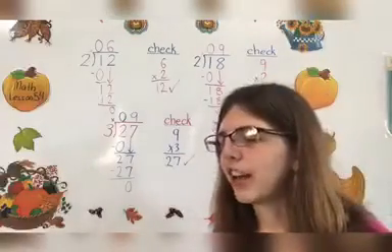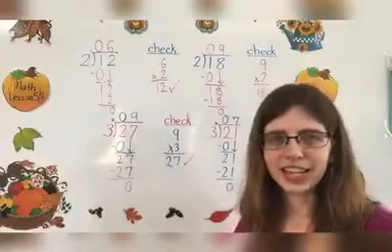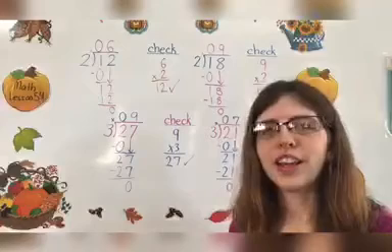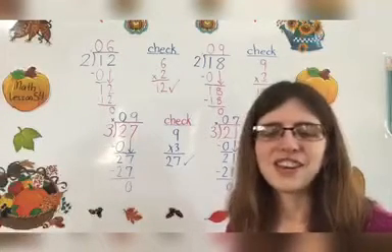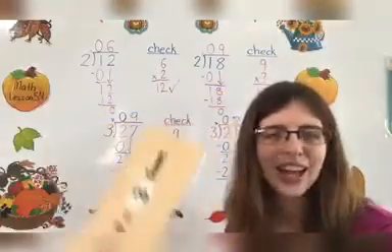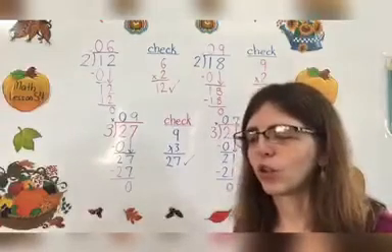For example, letter A, 1 yard equals 36 feet. Is that true? 1 yard equals 36 feet. No, that's not true because 1 yard is only 3 feet. So you need to color in with your pencil, color in that circle.